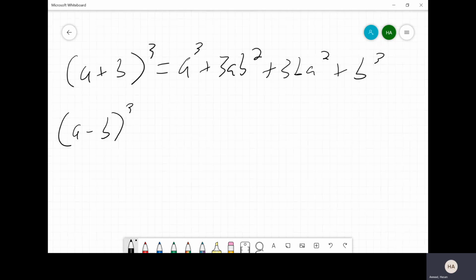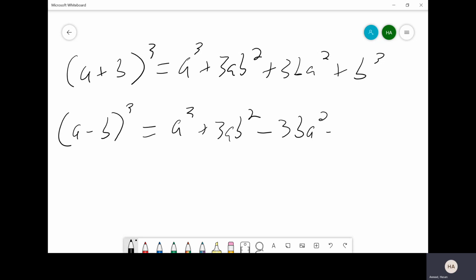And the subtraction one also looks very similar, with the key difference being two of the signs get flipped. Okay, so we have a cubed and we have plus 3ab squared. So far it looks the same, right? Then this sign gets flipped, so we have minus 3ba squared minus b squared.